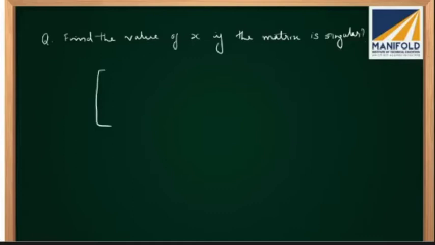You can just try to find out the answer. The matrix is 2, 3, 4; 7, 1, minus 2; and 5, minus 2x. This is the question. You can check what is the value of x which will make this matrix singular. This is the particular matrix. What should be the value of x which will make the matrix singular?